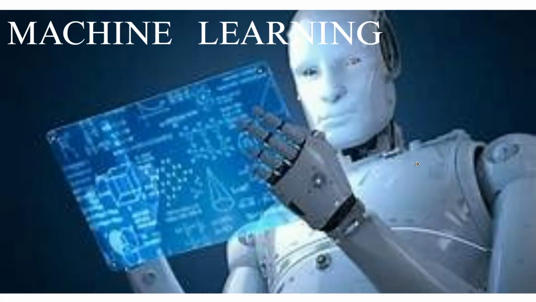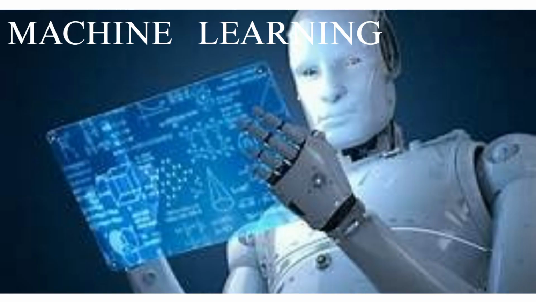What is machine learning? Let's imagine you have a super smart robot friend. The robot doesn't know anything when it's born. But if you show it a lot of things and tell it what they are, the robot will start learning. That's exactly what machine learning is. It means teaching computers to learn from examples, just like how you learn by looking and practicing.